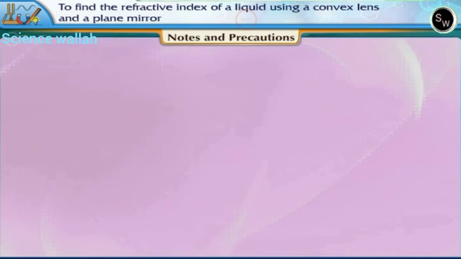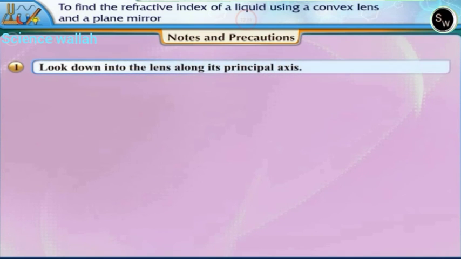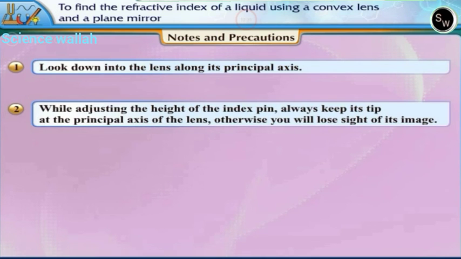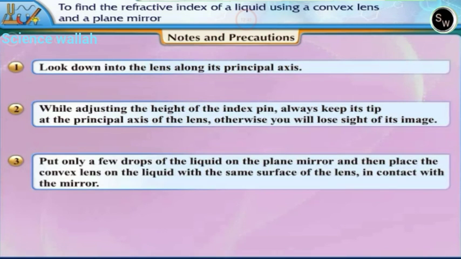Notes and precautions. 1. Look down into the lens along its principal axis. 2. While adjusting the height of the index pin, always keep its tip at the principal axis of the lens, otherwise you will lose sight of its image. 3. Put only a few drops of the liquid on the plane mirror and then place the convex lens on the liquid with the same surface of the lens in contact with the mirror.